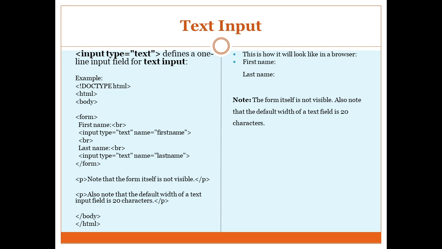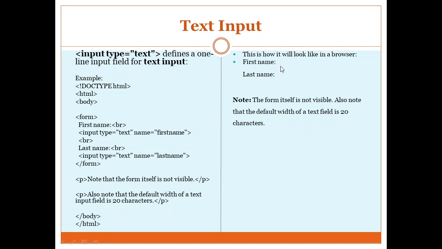Now we are going with the input type text. Input type equal to text defines the one line input field. Already we have discussed this. This is the example program for the input type text. Here I have placed the form elements within the doctype HTML. I have opened the HTML tag. Within the body I have placed the form tag. For the first name I have created a break here, and the input text can be placed after the first name.